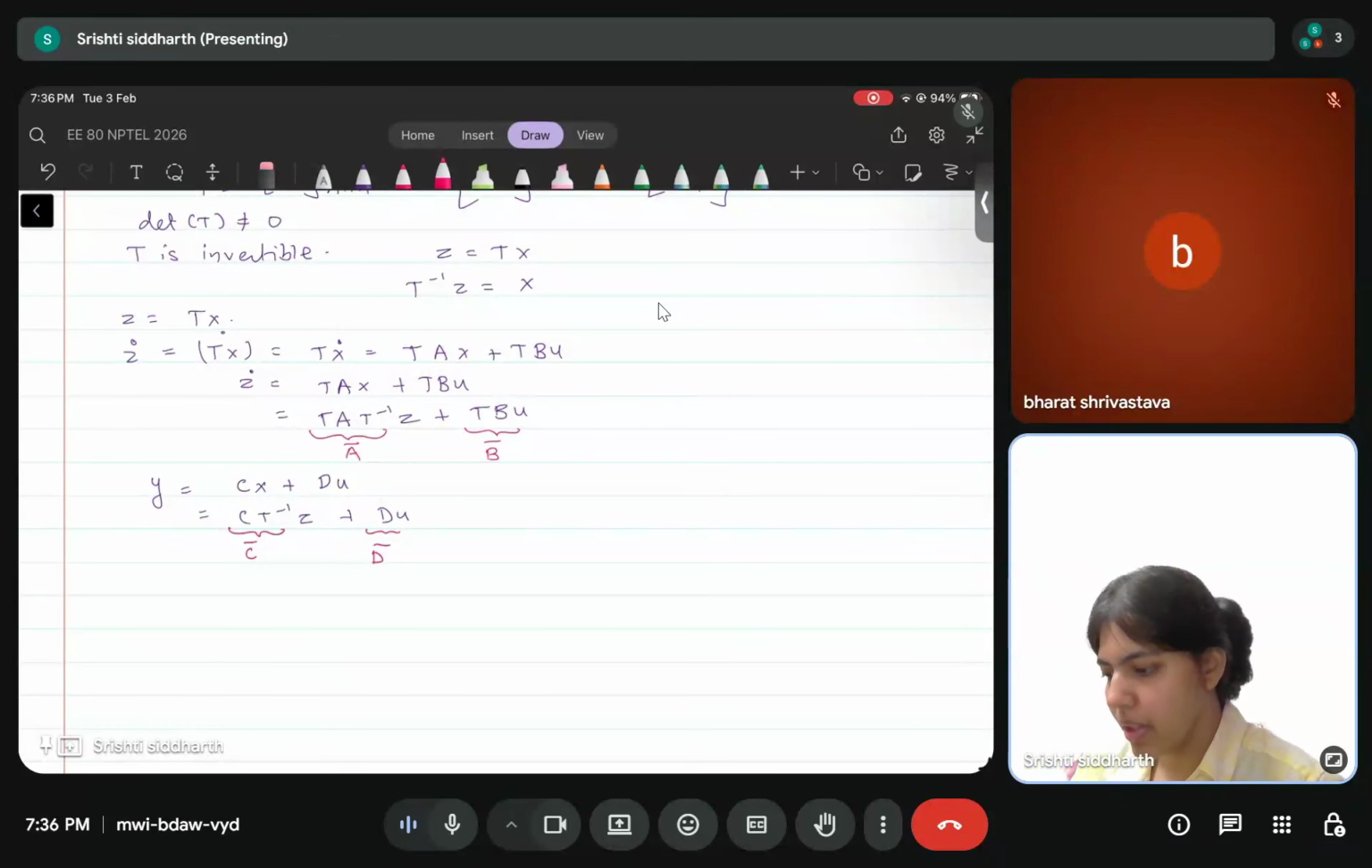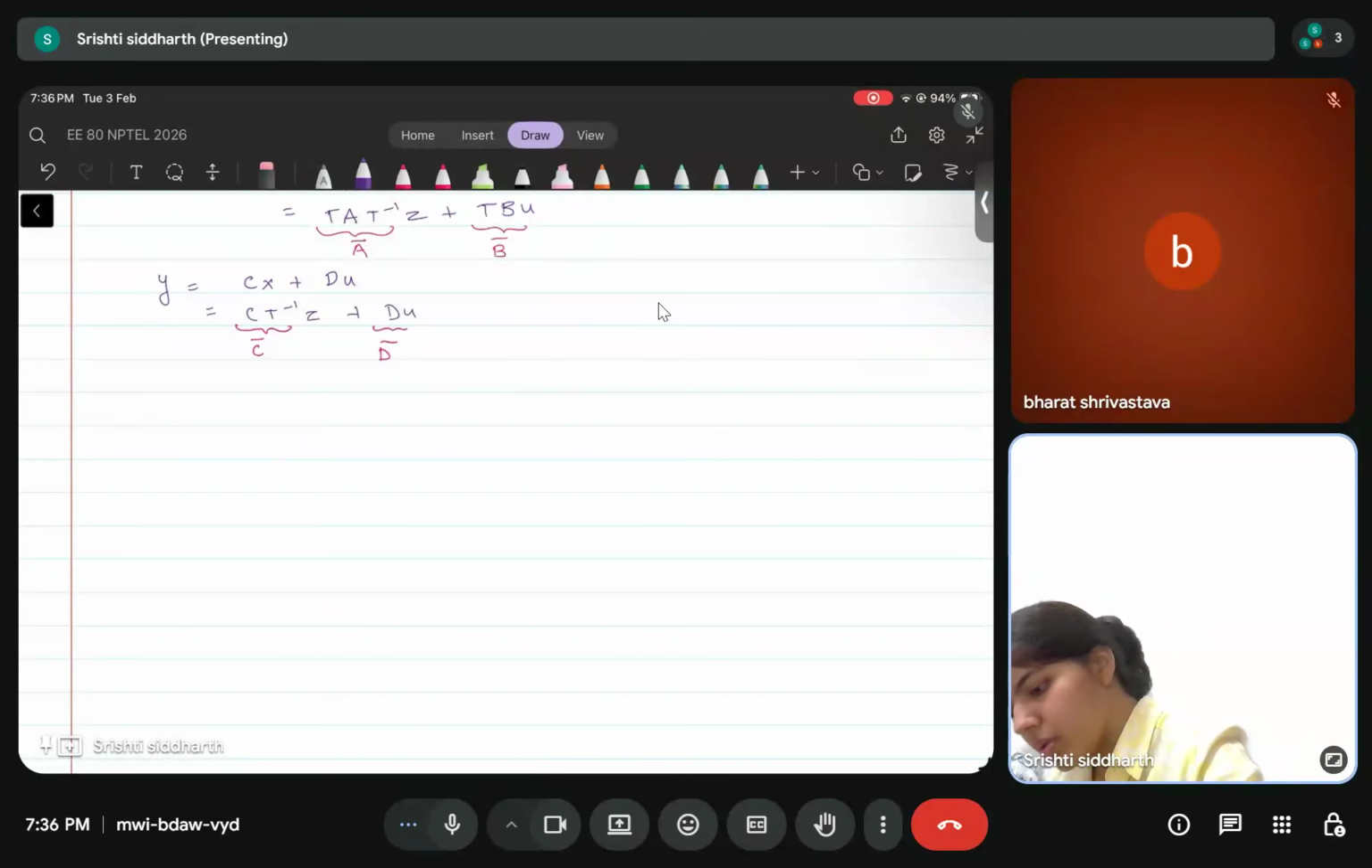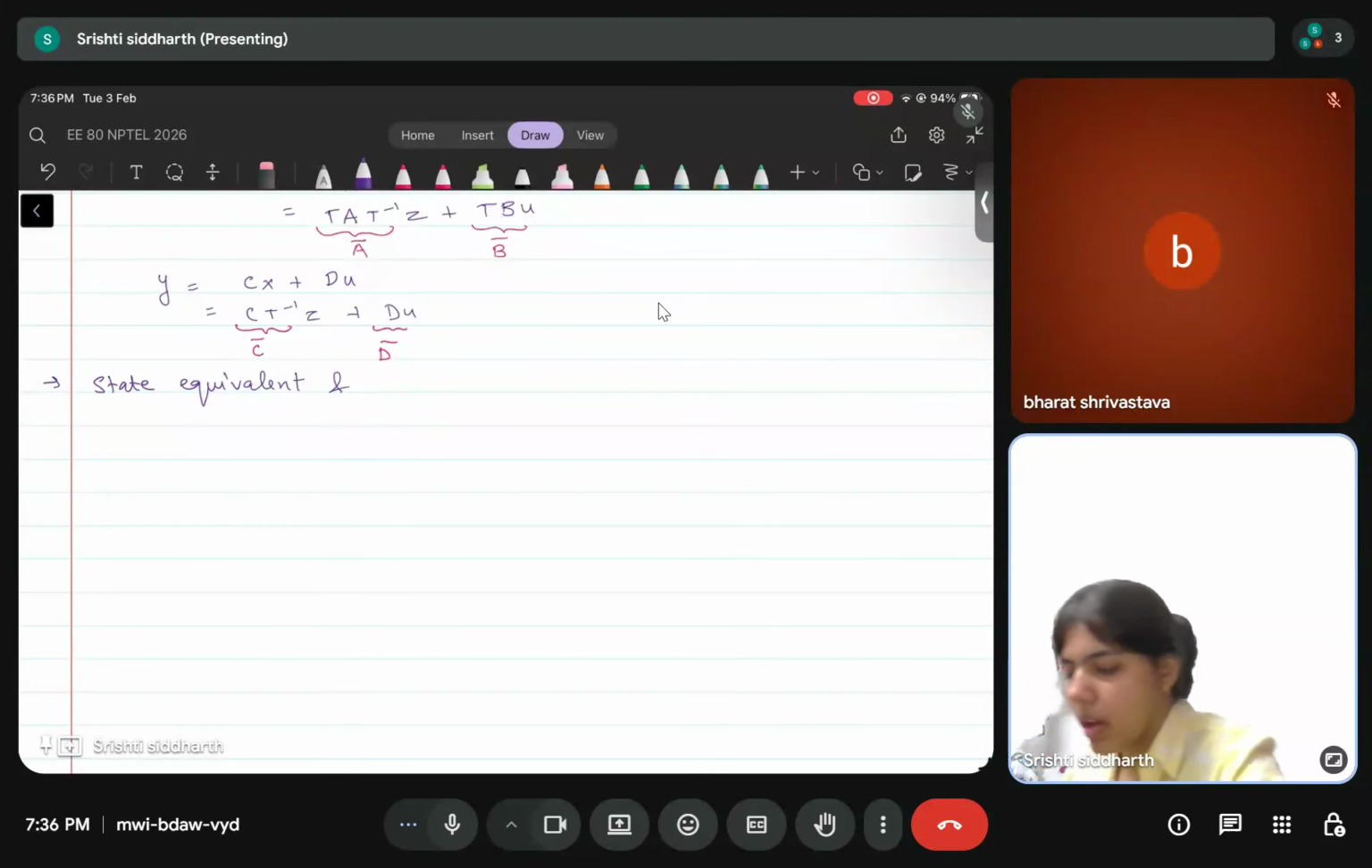All right, so I hope that this transformation matrix was clear to you. Now let's move on to state equivalent models.